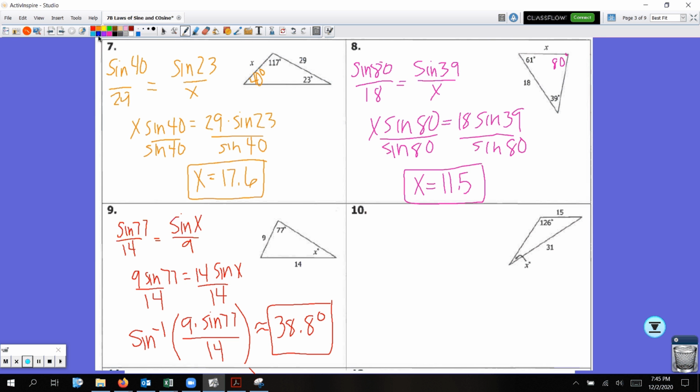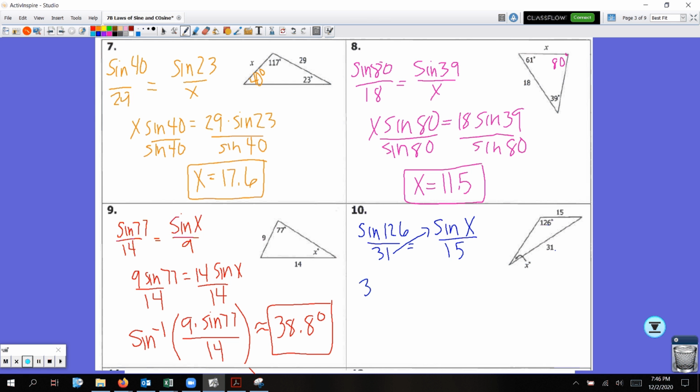All right, let's look at another example. Get a little more practice under us. We are always looking for the angle and the side opposite of it first. So sine of 126 over 31 is equal to sine x over 15. Now we have our proportion all set up. We're just going to cross multiply. I'm going to go this way this time because I always like my variable on the left side.